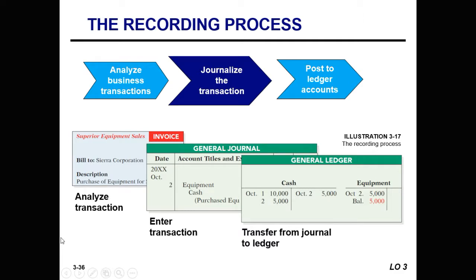So here we go with an illustration that begins to look at that process. We analyze the business transaction. We look at the source document and determine its effects on accounts. Our next step is to post that information into the general journal. Finally, we'll post that to our ledger accounts.